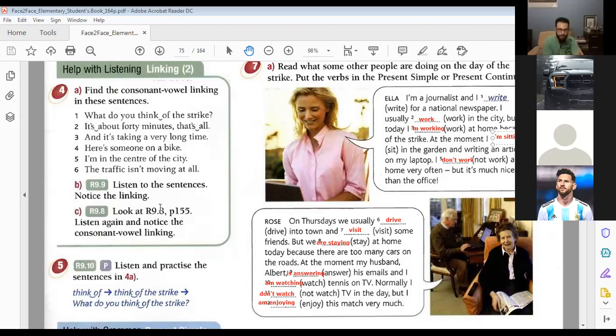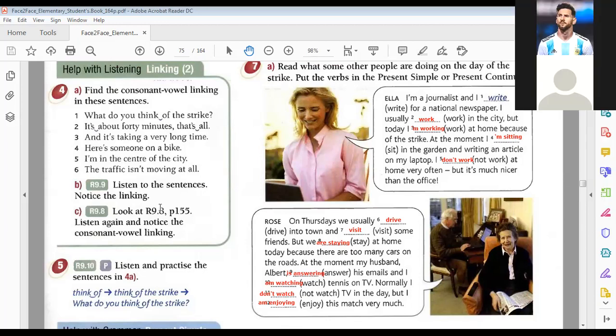Okay. Where's Selma? Can you read the next one, please? The one about Rose. Okay.